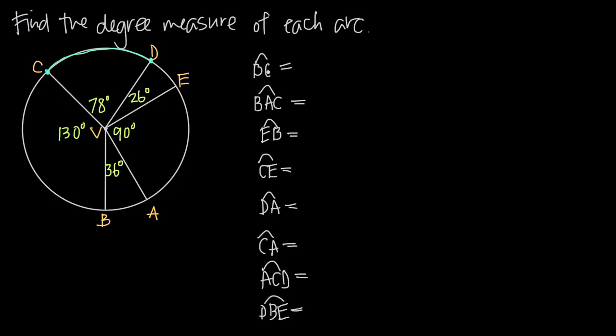So this would be the arc CD. And we denote that by the letters here. So if we were talking about the arc CD, we would have CD, and then we draw this arc over the top of it to indicate the arc CD.